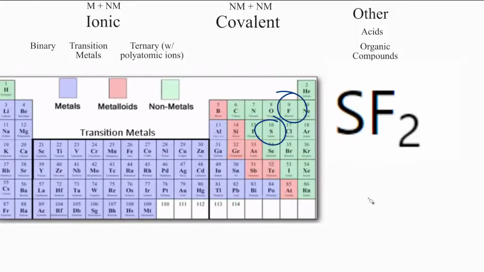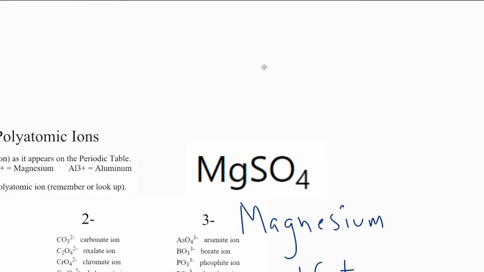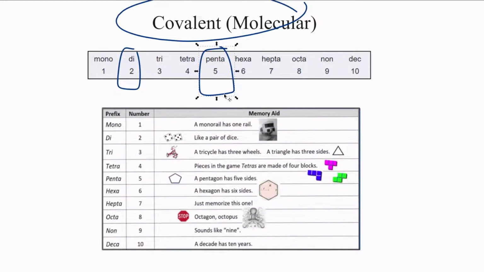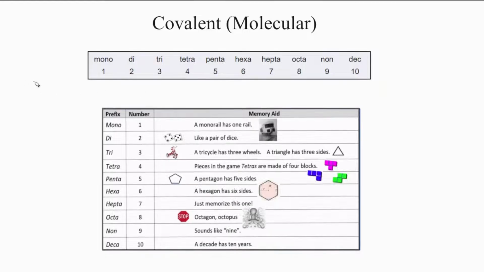SF2. So we've got two nonmetals. It's going to be covalent. That means we're going to use our prefixes here. So S would be sulfur. We just leave that alone. And then F is fluorine.